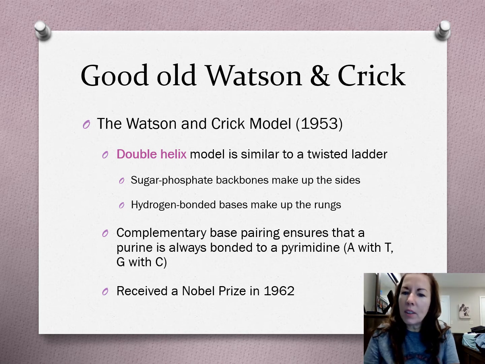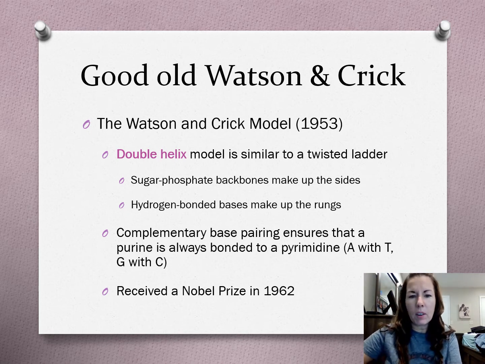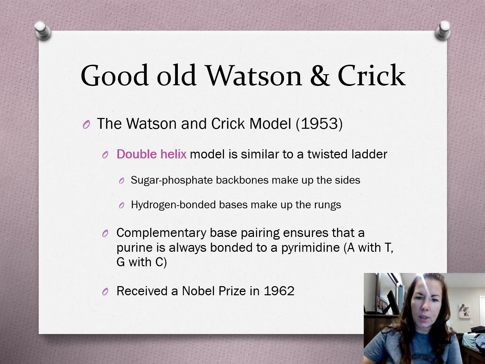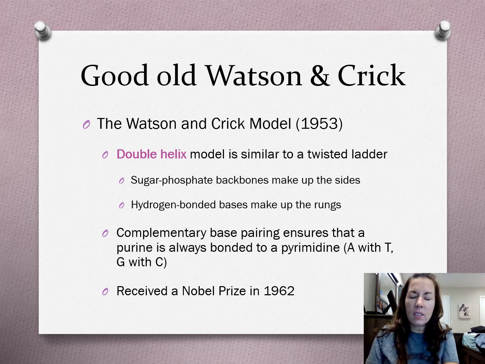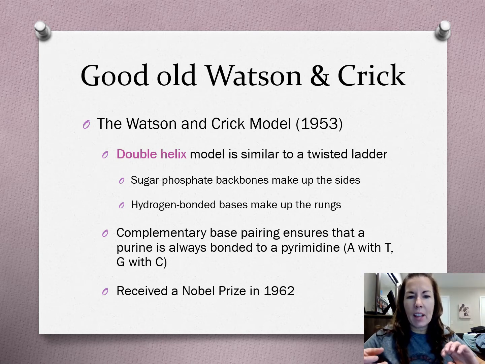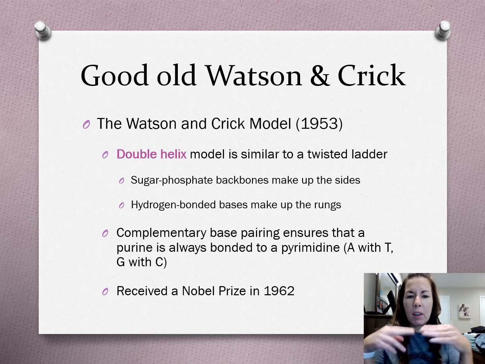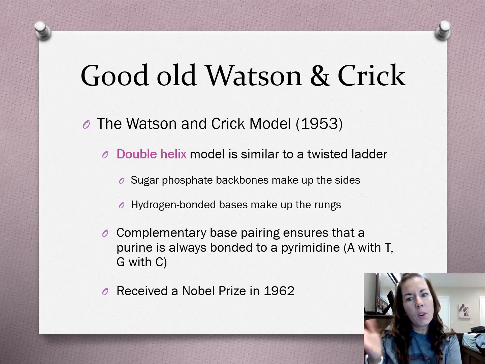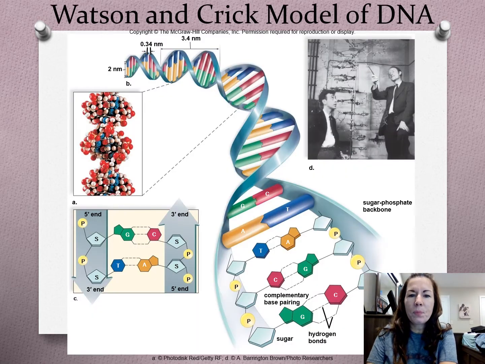So we say good old Watson and Crick because we have seen the movie about Rosalind Franklin, and we know that Watson and Crick actually got their information about what DNA looks like based on Rosalind Franklin's work. But because of the model that was built, we know that DNA does look like a double helix, and it appears to look like a twisted ladder. And so the sugar phosphate make up the sides, and then those hydrogen bonded bases make up the rungs. And because of their work, where they built the model, Watson and Crick actually won a Nobel Prize in 1962.